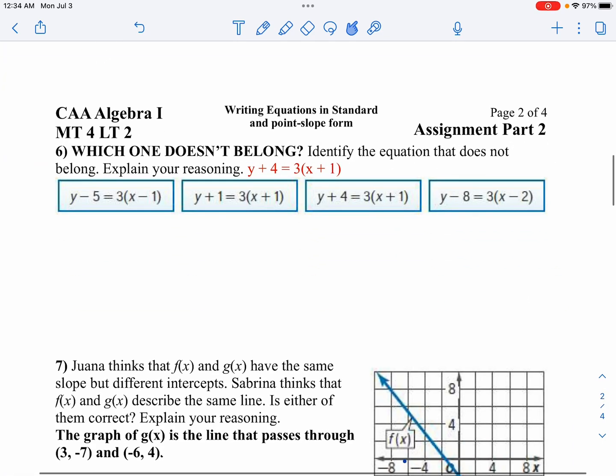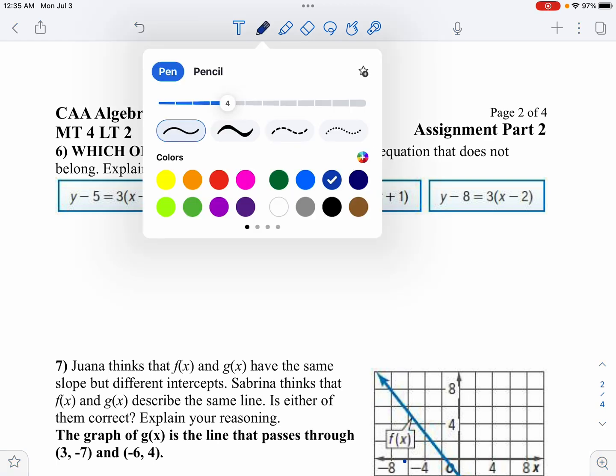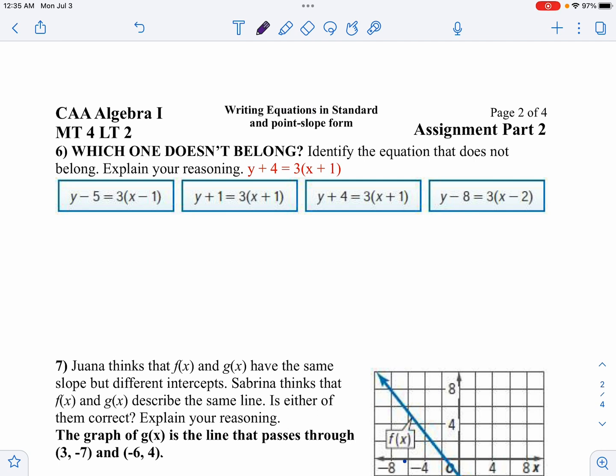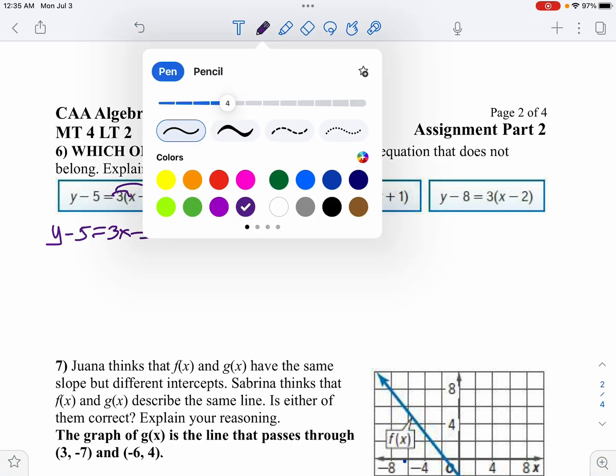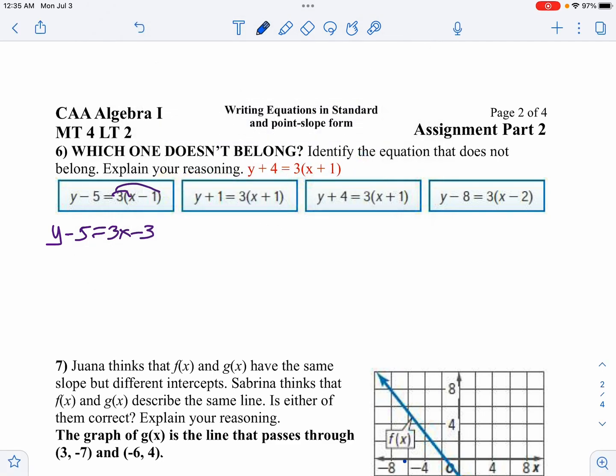If we take a look at number 6, which one of these doesn't belong? I think the easiest way to do this problem is to put each of these in slope-intercept form so we can answer the question. On the first box, let's distribute the 3, and we get y minus 5 equals 3x minus 3. So we're going to add 5 to both sides, and my equation in slope-intercept form is y equals 3x plus 2.